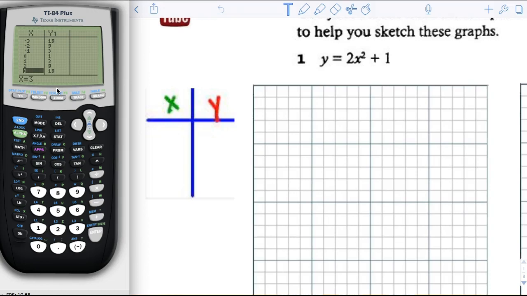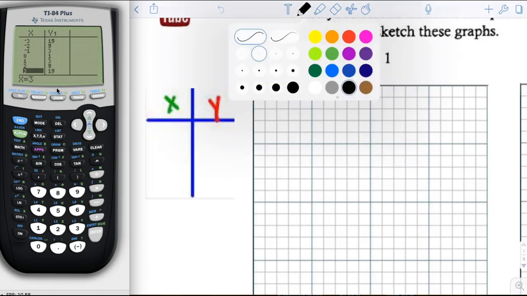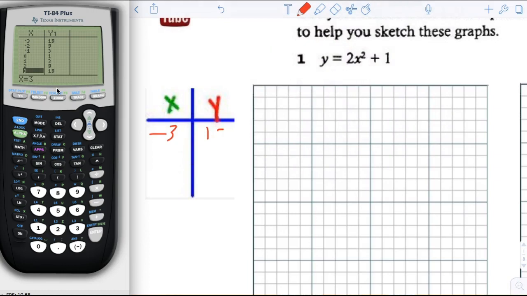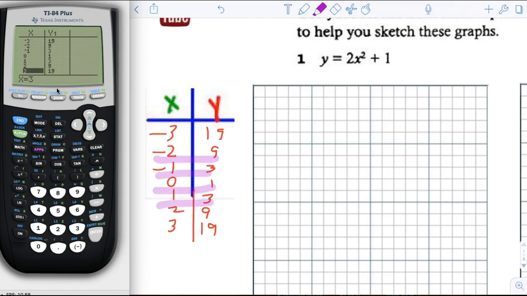So I'm going to put negative 3, 19, negative 2, 9, negative 1, 3, 0, 1, 1, 3, 2, 9, and 3, 19. Okay. I'm probably only going to use these numbers up to y equals 9, because any more than that and it might go off the edge of the screen.